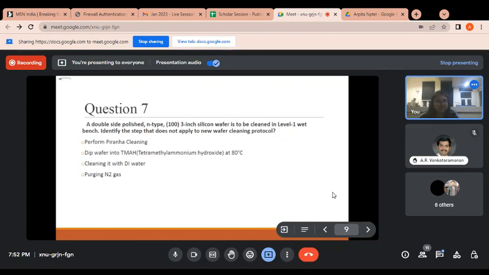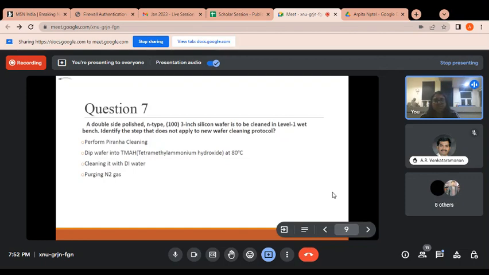So what is the right answer? Please unmute yourself and try to give the answer. C. Identify the step that does not apply to the new wafer cleaning protocol. So among these processes, Piranha cleaning, dip wafer into TMAH, cleaning with DI water, and purging the N2, which process is not done at the time of wafer cleaning?